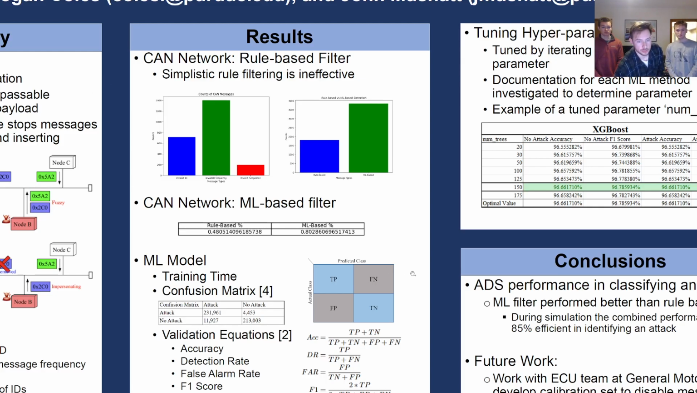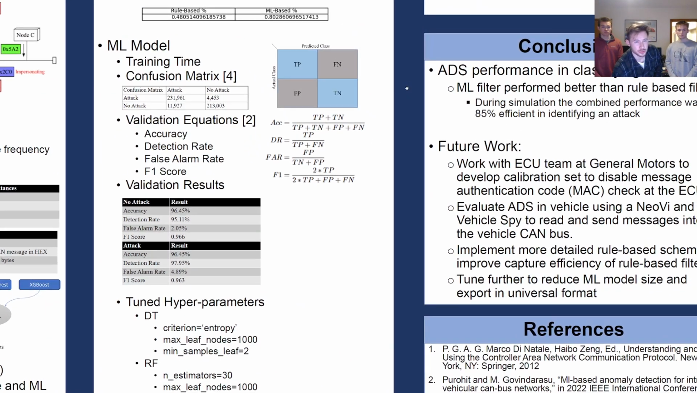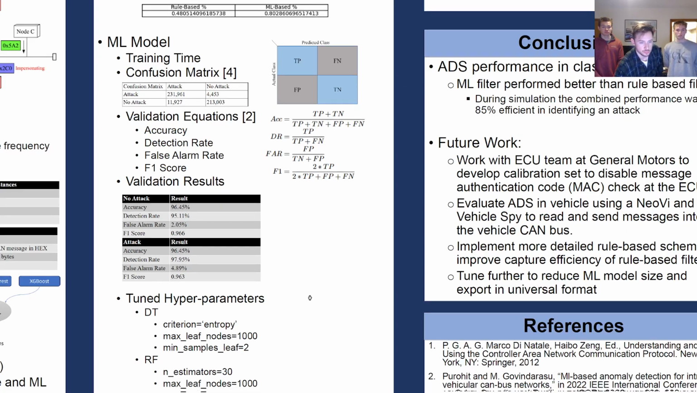For the ML model, it was trained in about 250 seconds, so pretty quickly. From the confusion matrix, you can see the attacks and no attacks in the binary values, where it has pretty good results for both of those in terms of positives and negatives. Then the validation equations were used from the prior work to evaluate on the same metrics, and those are the accuracy, detection rate, false alarm rate, and F1 score. These validation results can be seen in the table below.